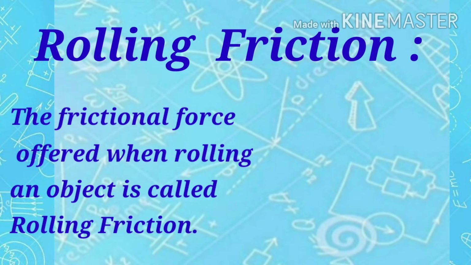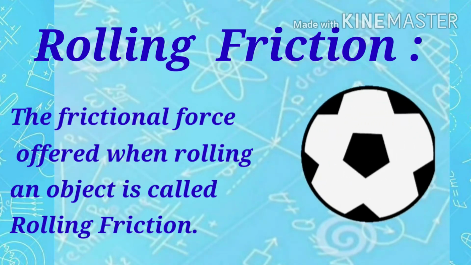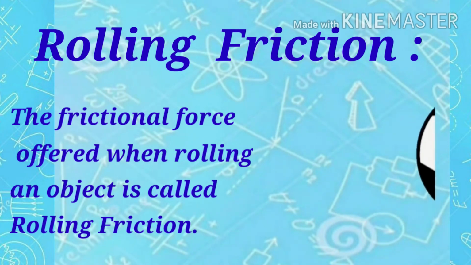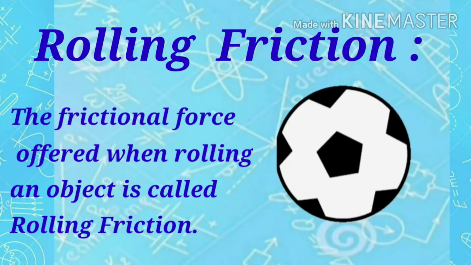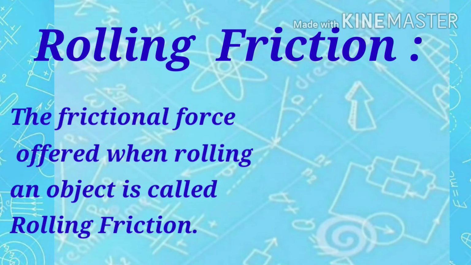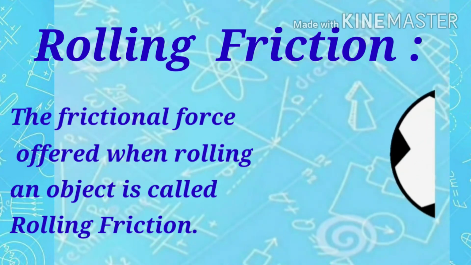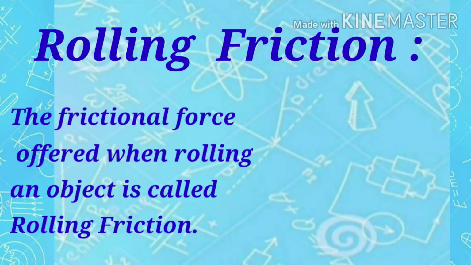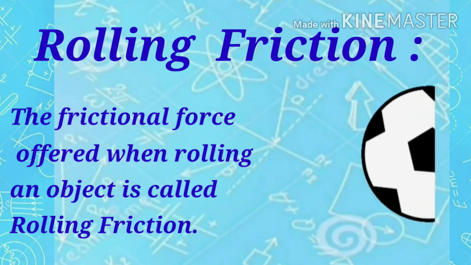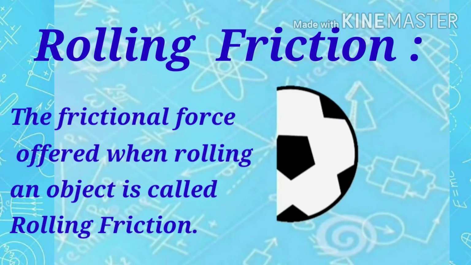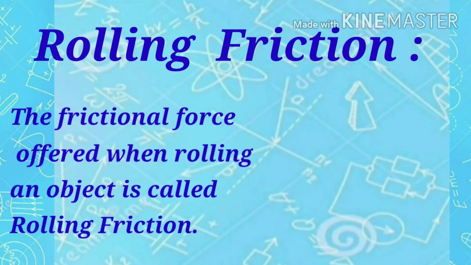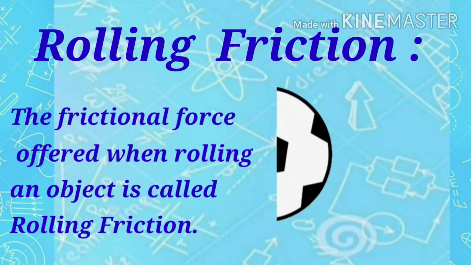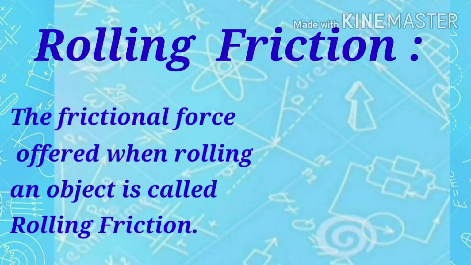And in comparison to sliding friction, rolling friction is least. So it is the weakest type of force, and it is a force resisting the motion of a ball rolling or a wheel rolling on the surface. So what is it? The frictional force offered when rolling an object is known as rolling friction.